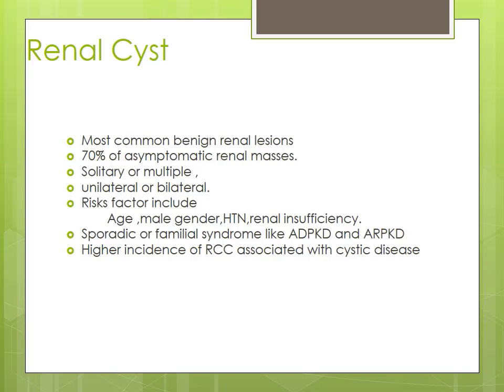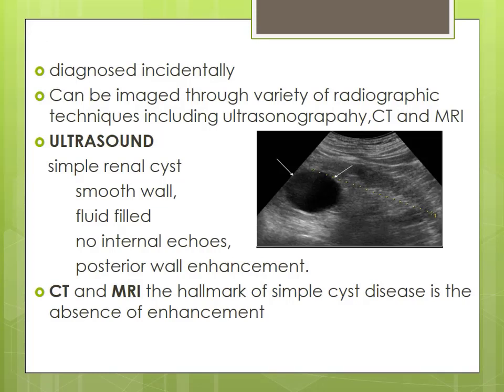Renal cysts can occur sporadically, or they can be associated with familial syndromes like autosomal dominant polycystic kidney disease and autosomal recessive polycystic kidney disease. The importance of renal cysts lies in the fact that there is a higher incidence of RCC associated with these cystic diseases. So most of the renal cysts are diagnosed incidentally. They can be imaged through a variety of techniques including ultrasonography, CT and MRI.